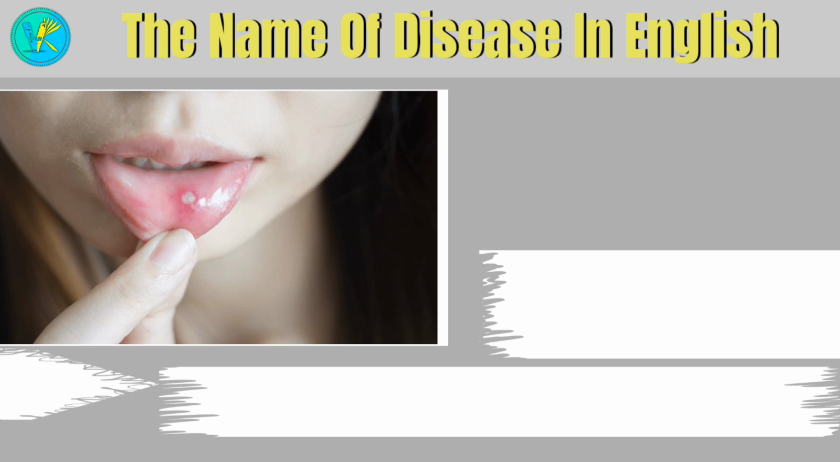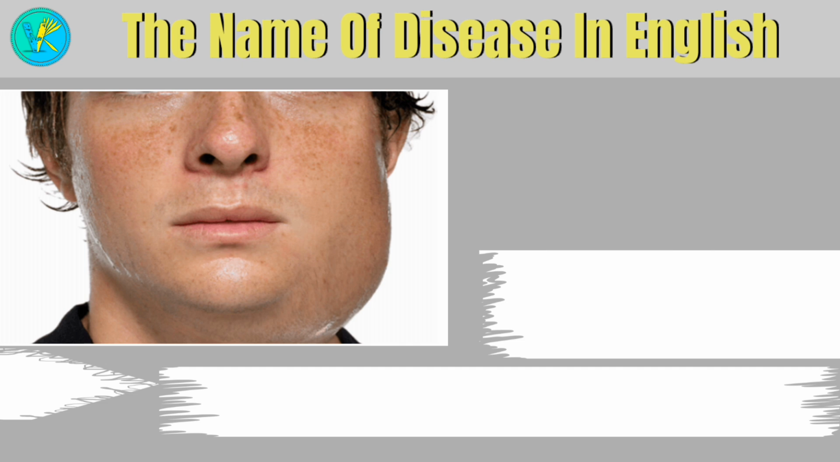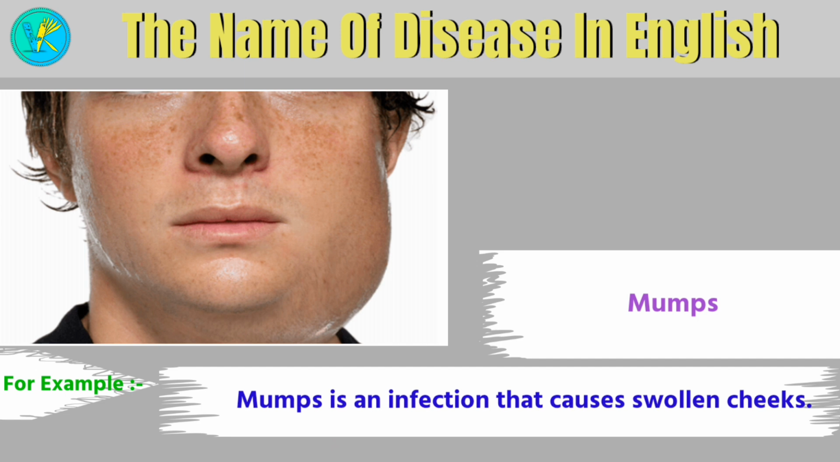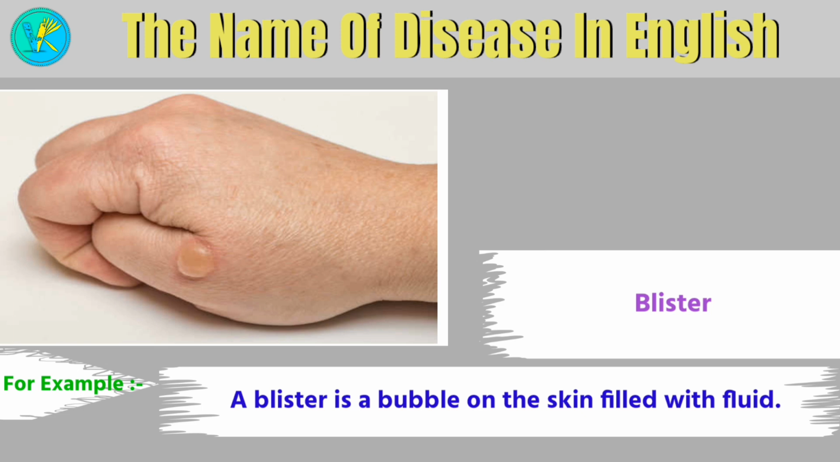Next, mouth ulcer. For example, mouth ulcer is a sore inside the mouth. Next, mumps. For example, mumps is an infection that causes swollen cheeks. Next, blister. For example, a blister is a bubble on the skin filled with fluid.